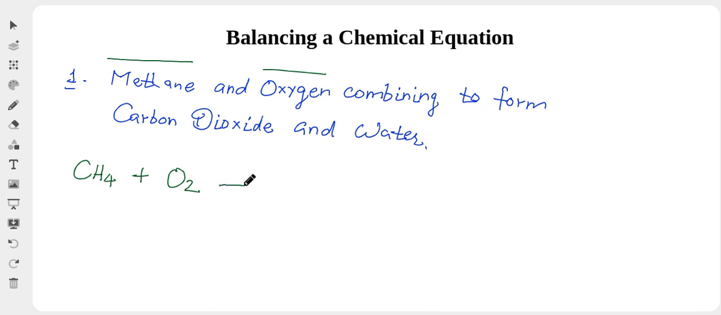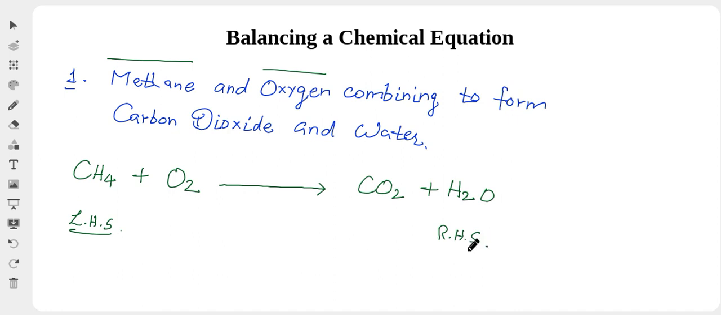Okay, so now I'm going to put the arrow here and let us see what is forming. It is forming carbon dioxide and water. Now let us see whether the total atoms on LHS and RHS are balanced or not.